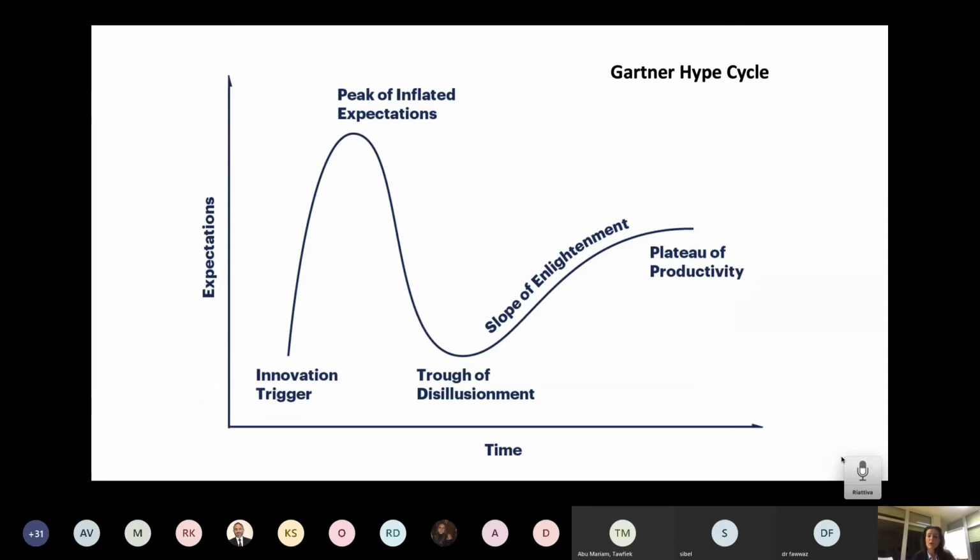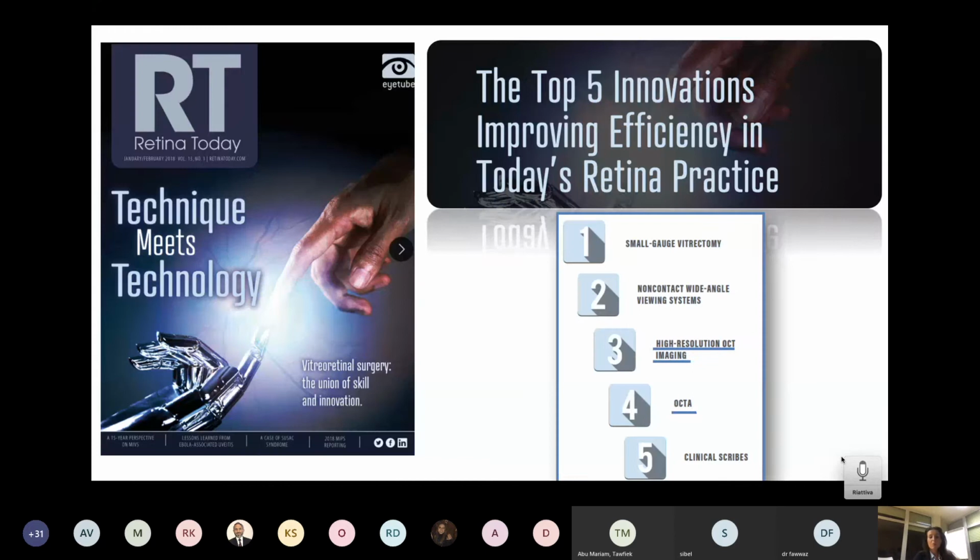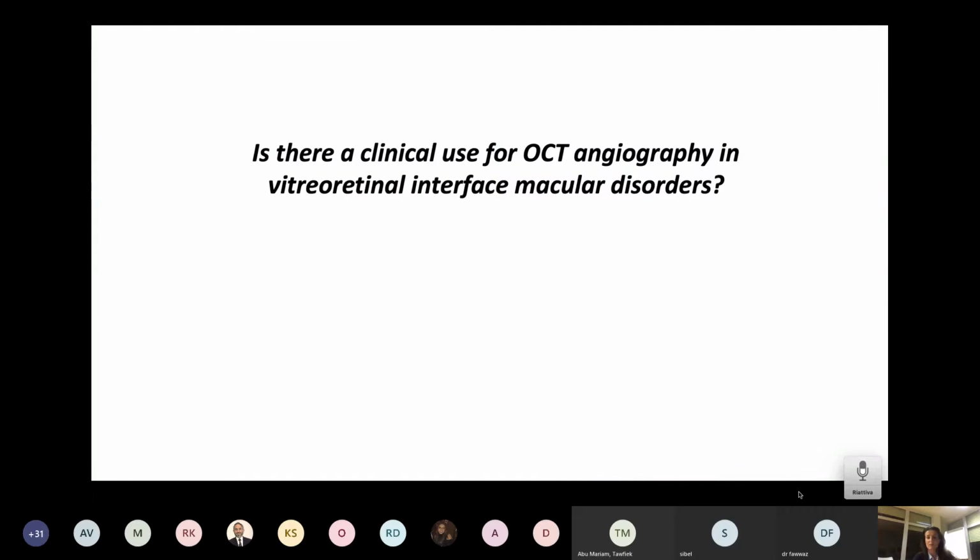Of course, we have to say that after the first phase of great expectations, we passed through a phase of disillusionment, but we need to reach a real phase of productivity, conscious of the advantages and the limits of these techniques. We have to know that OCTA has been added to the top 5 innovations improving efficiency in today's retina practice.